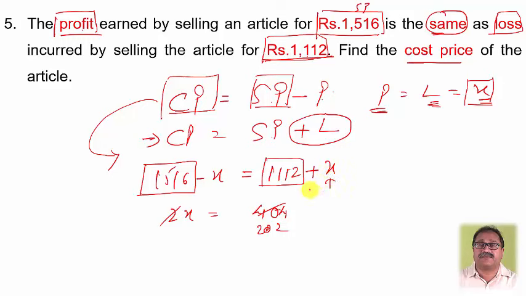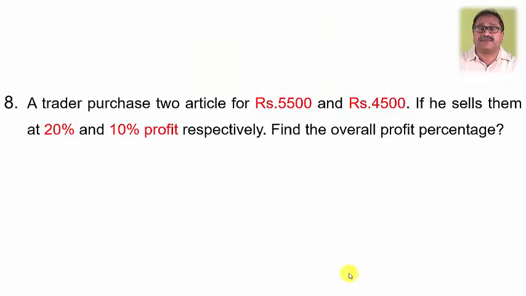So let's work out with this second part. So cost price is equal to this selling price, that's 1112 plus x, that is a loss, and x is equal to 202, which is equal to, that's 12 plus 2 is 14, and 11 plus 2 is 13. That's your answer. Let's move on to next.